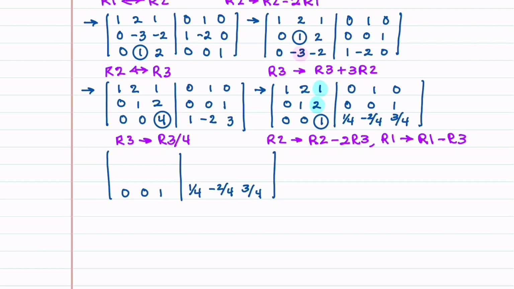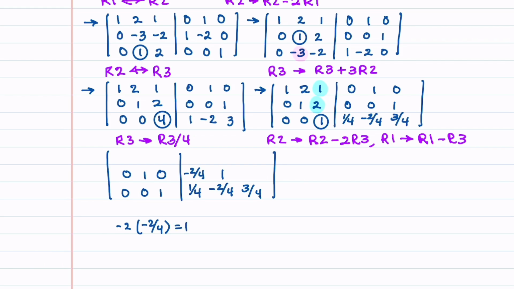Row 2 is going to become row 2 minus 2 times row 3. So on the left-hand side, we're going to have a 0, 1, and then minus 2 plus 2 gives us a 0. And then on the right-hand side, we're going to have a minus 2 times 1/4 gives us a minus 2 over 4. And then we're going to have a minus 2 times a minus 2 over 4. So let's write this down. Minus 2 times minus 2 over 4. That's actually going to give us a 1.